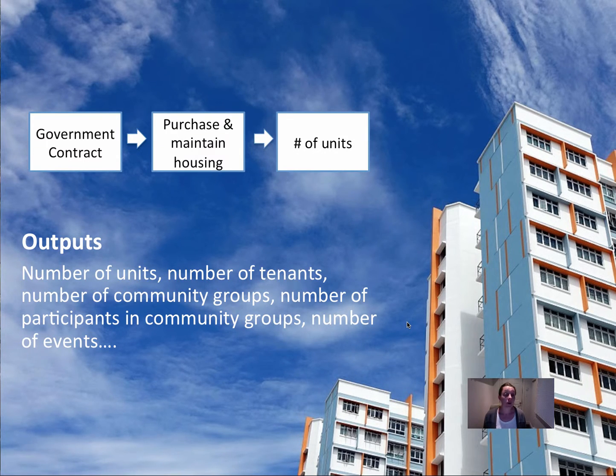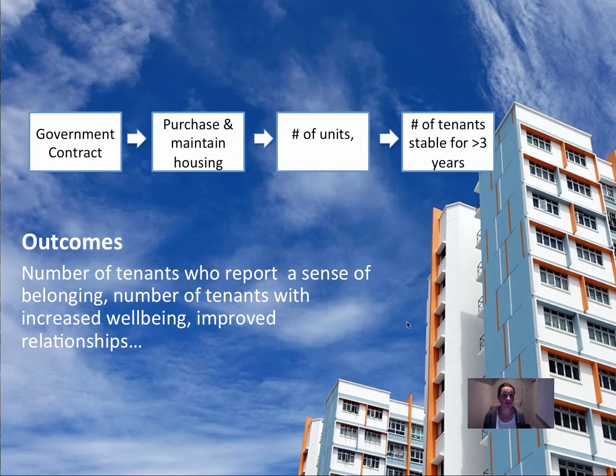Outputs. One of their outputs is the number of units they have available for rent. Really in the organization's control, right? They can mobilize their resources to acquire more units or not. It's a direct result of their purchasing and maintaining activity. It could also be number of tenants, number of community groups that they form, number of events they host.